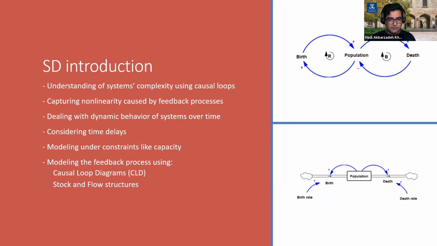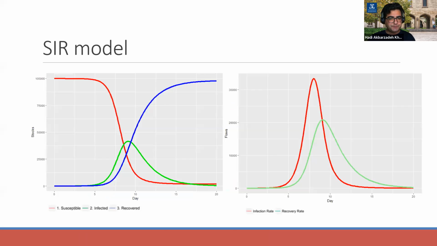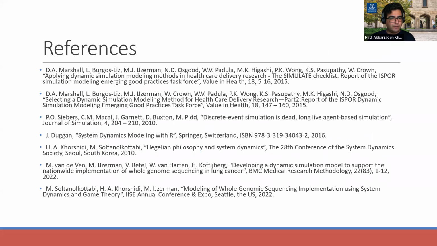And also, if you are interested in doing system dynamics in R, I recommend looking at this reference, System Dynamics Modeling with R, which is very good in explaining system dynamics, with lots of examples. I also brought one example from that book in my presentation to show how you implement system dynamics using R.